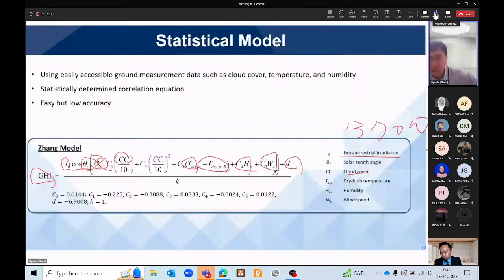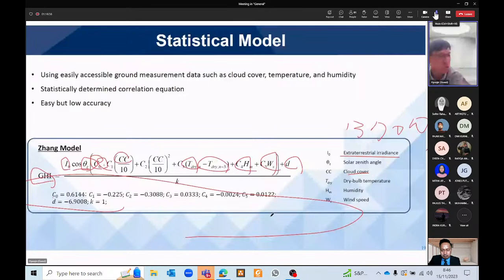It works for a certain location. I may have our model in Korea, but I'm not sure this works for Indonesia. Why? Because probably we determine these constants based on a certain location only. It's a simple one, easy, but accuracy could be low.